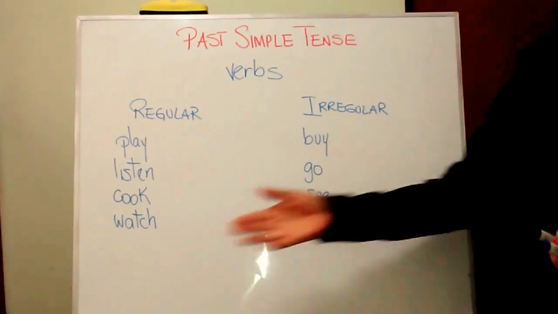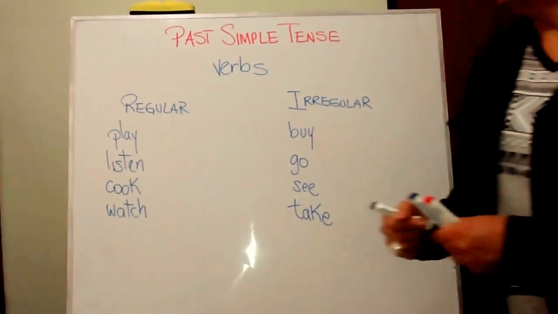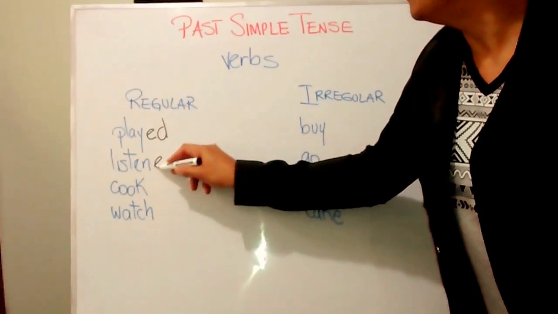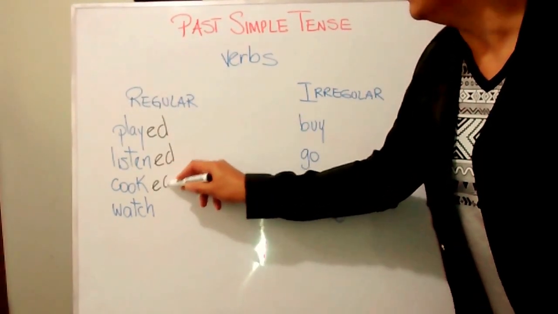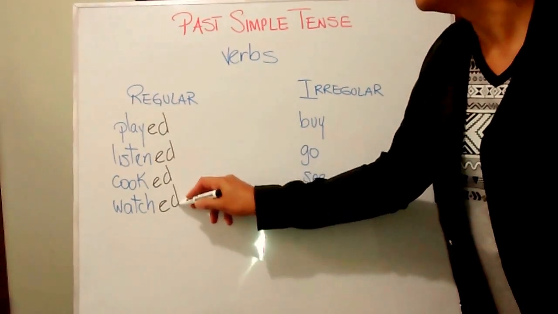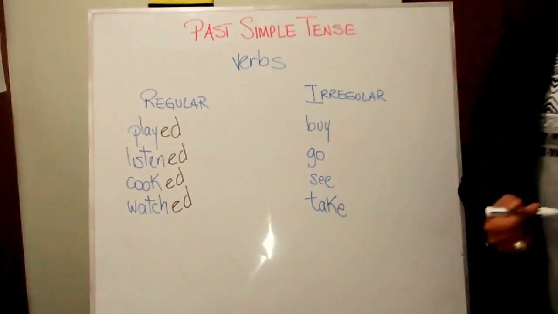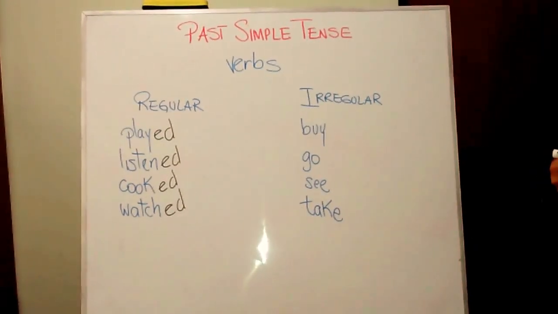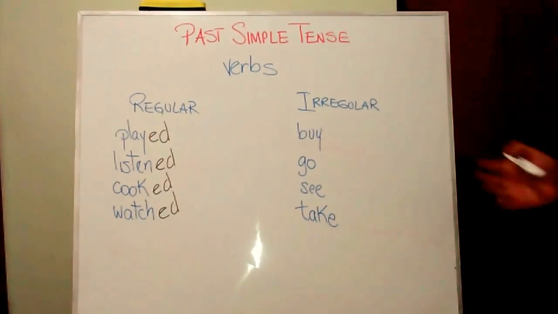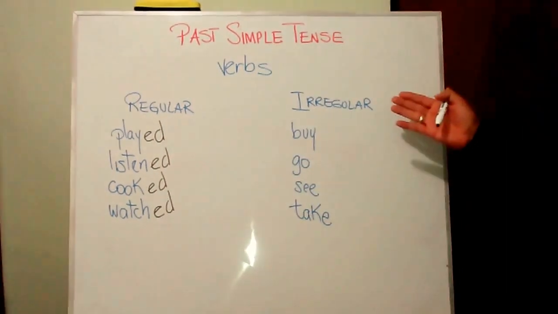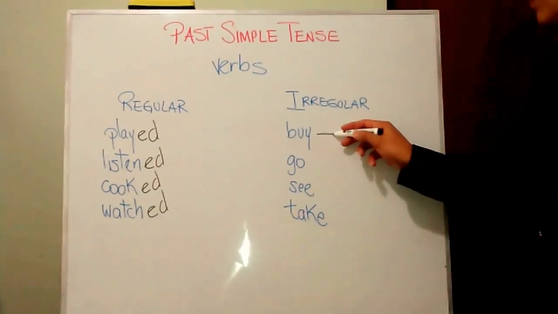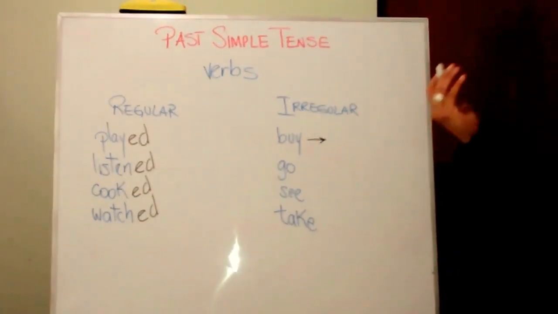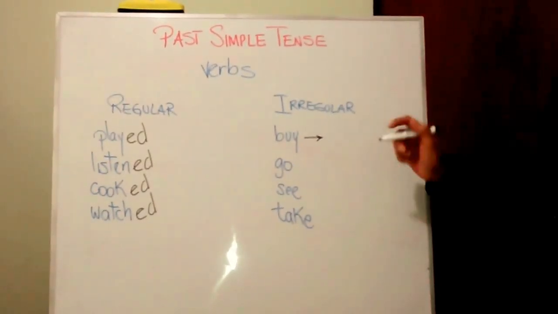The regular verbs, most of the time, end with -ed, and they're pronounced played, listened, cooked, watched. The irregular verbs change, whether in spelling and pronunciation or just pronunciation.